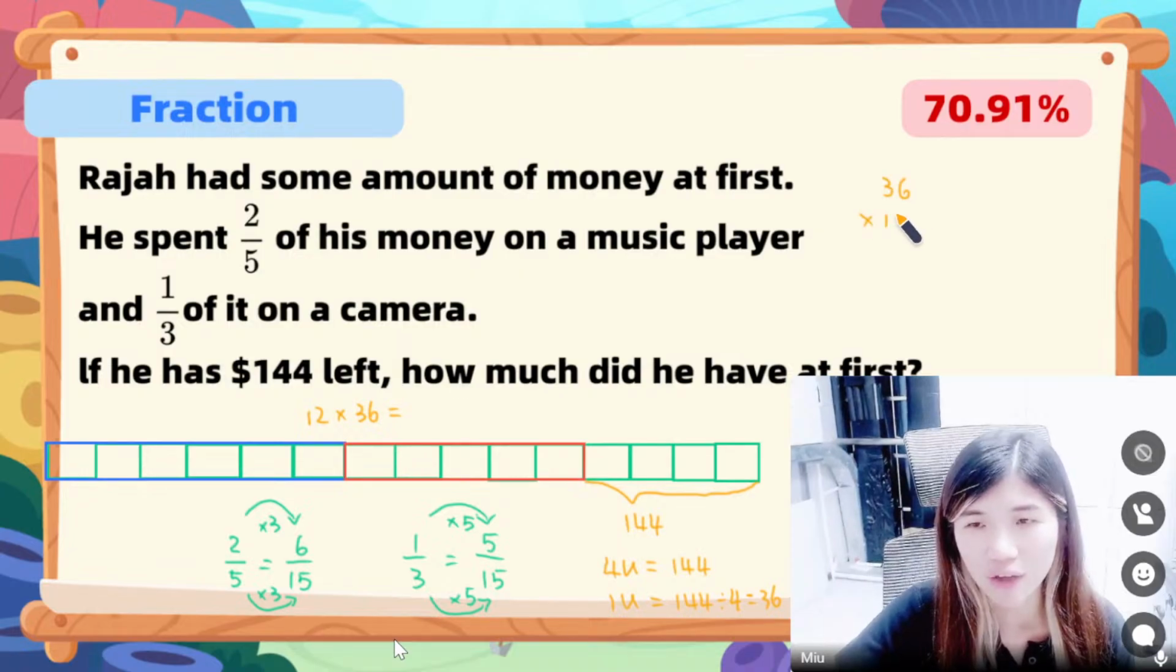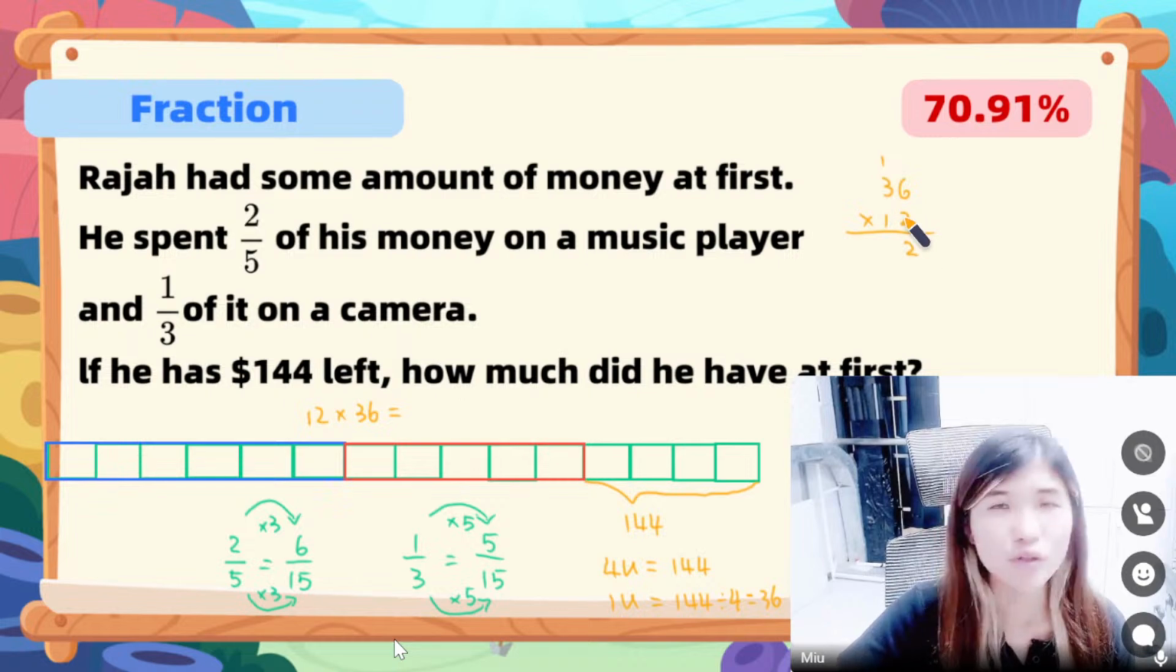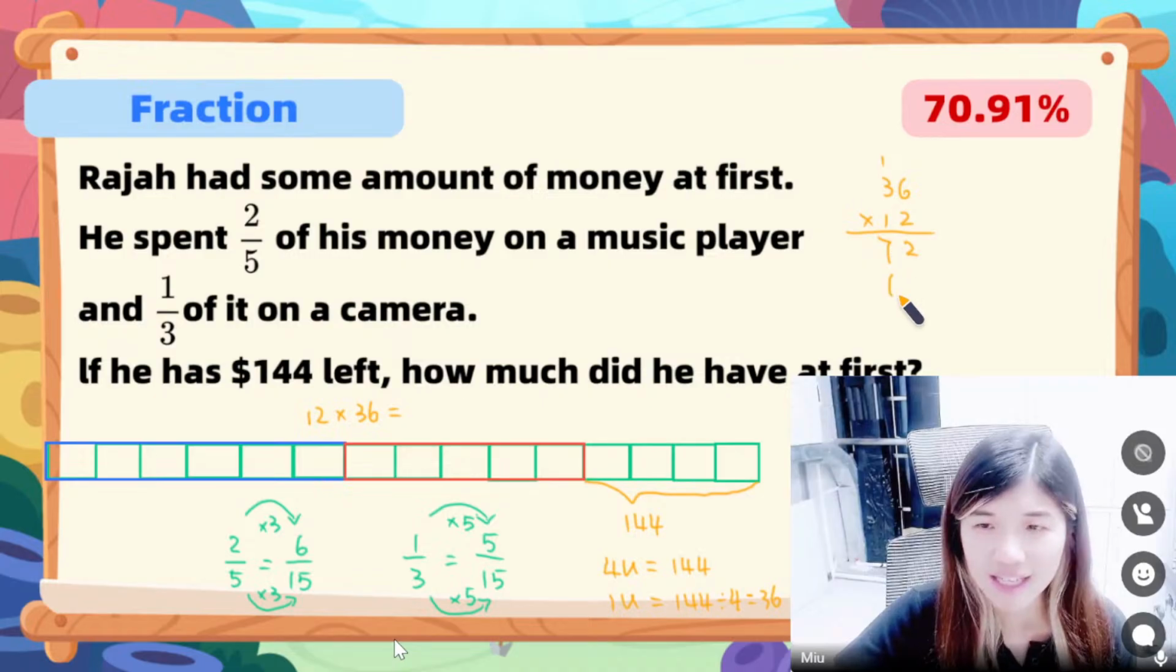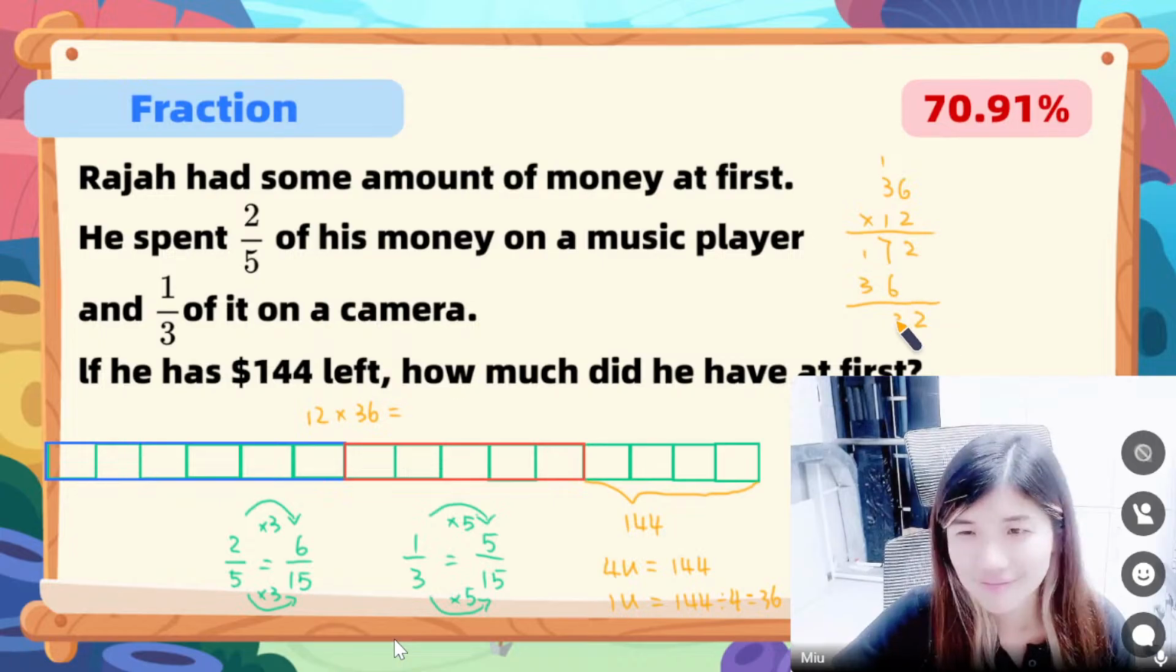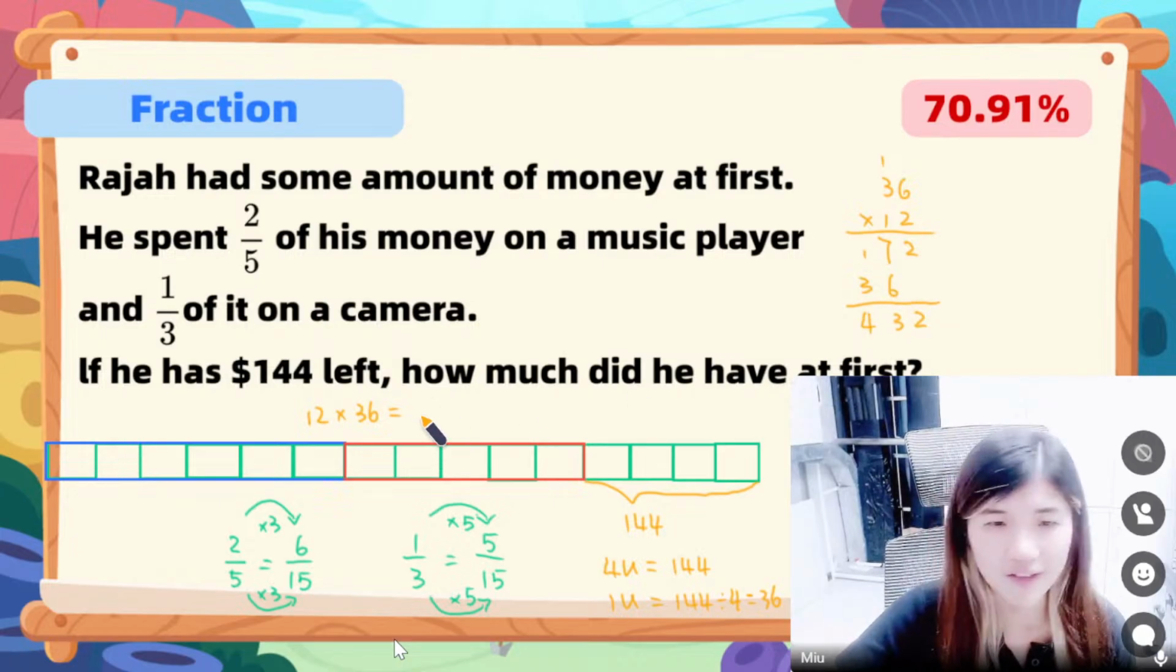Let's do it together, 36 times 12. 6 times 2, 12. 3 times 2, 6 with the carryover 1, 7. And 6 times 1, that's 6. 3 times 1, that's 3. And then you add them up, you'll find out it is $432.